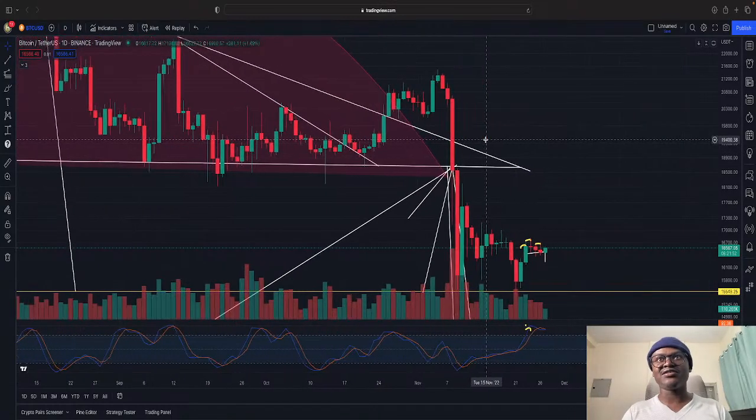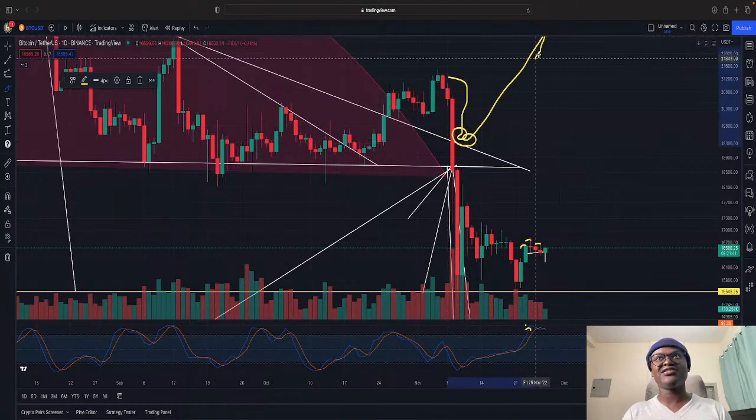I closed about here because I knew that this could still be a retest, meaning that this could come, bounce here and go to the upside. So that's what I thought, and that's why I took the close position there.